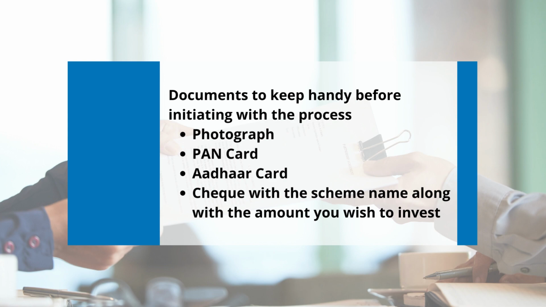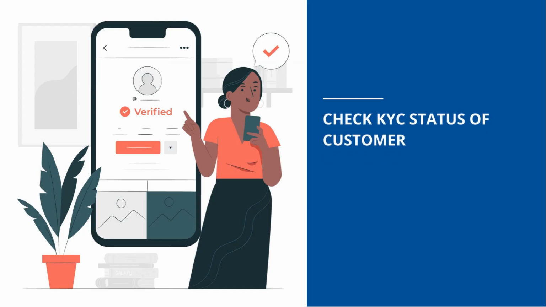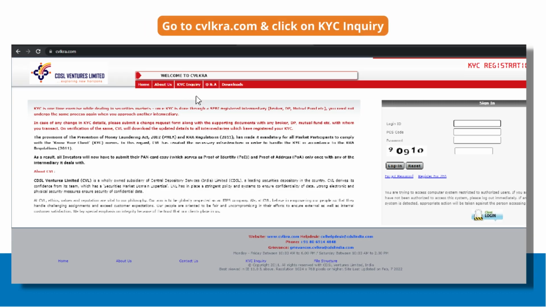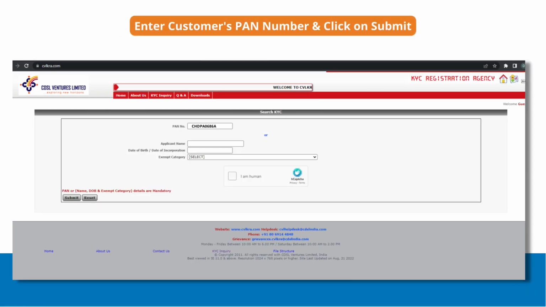The first step is to check the KYC status of the customer. Visit the website cvklra.com and click on KYC Enquiry. Now you need to enter the customer's PAN number. After this, you need to click on the box beside the CAPTCHA I am human. After this, you will need to click on submit. You will then get the result whether the customer's KYC is verified or not.